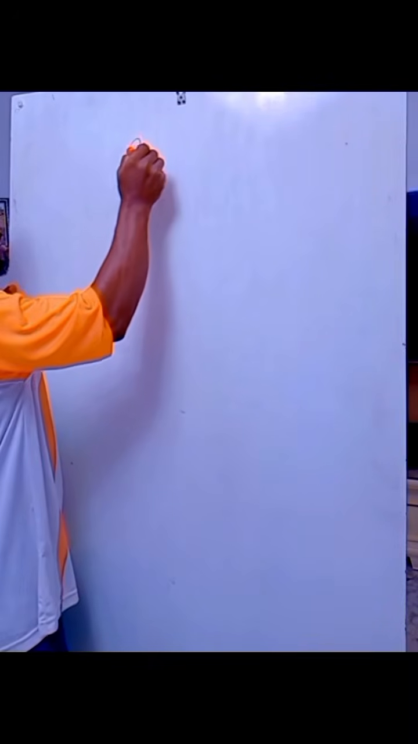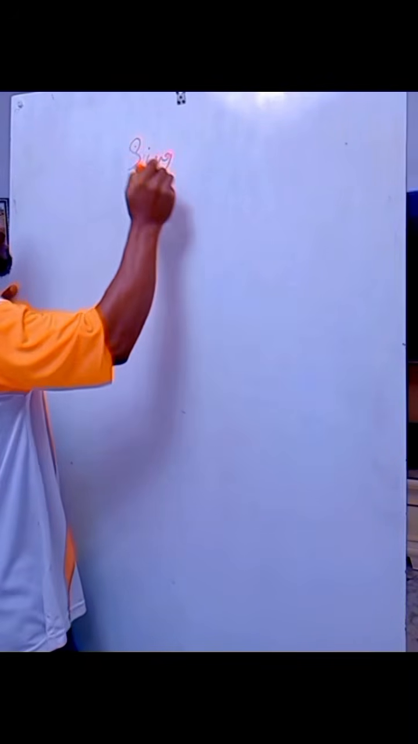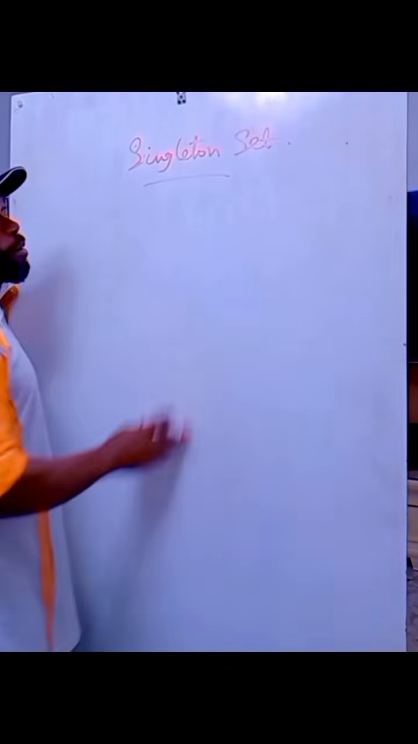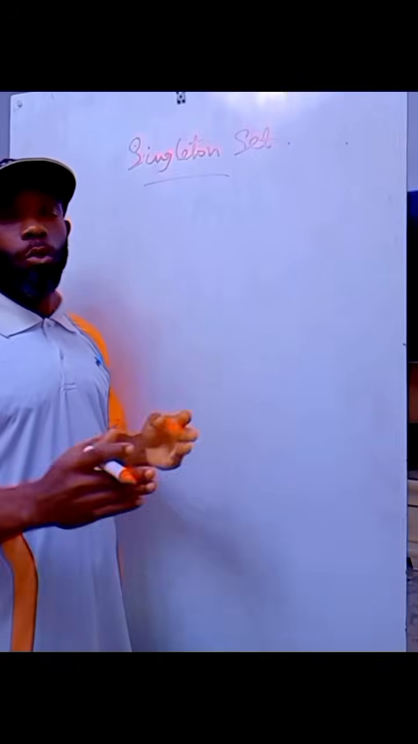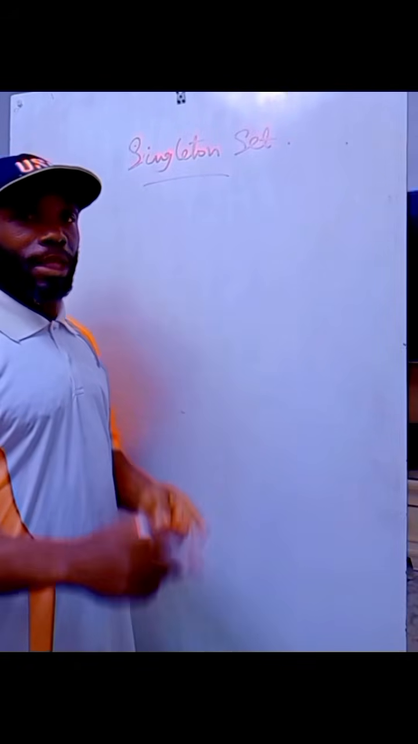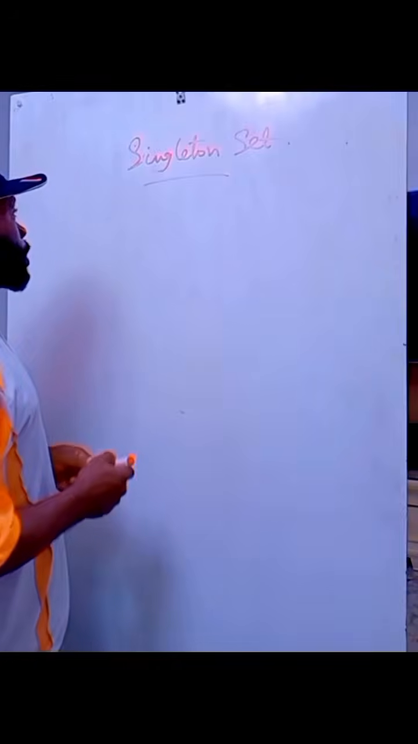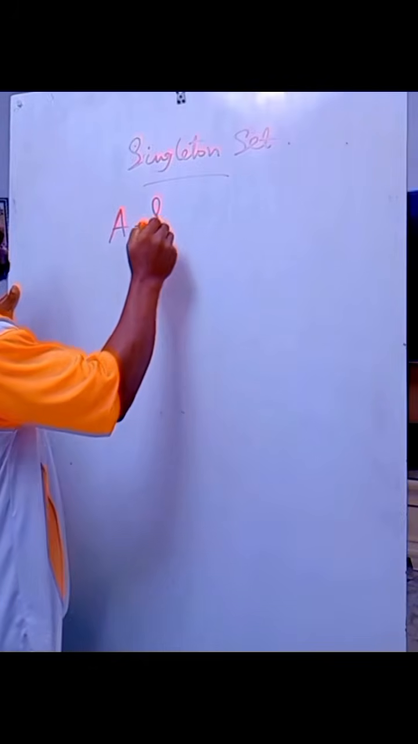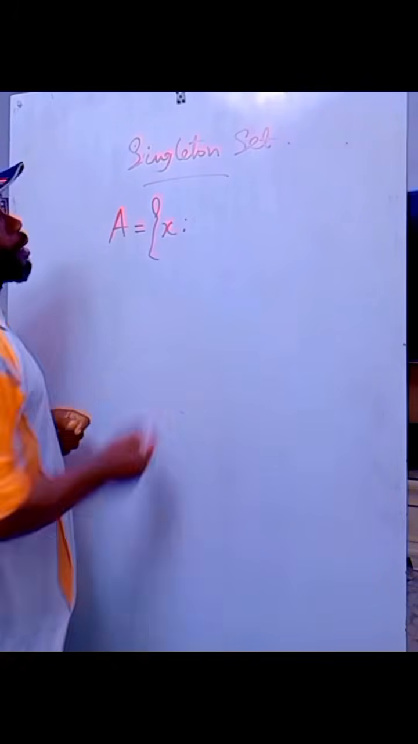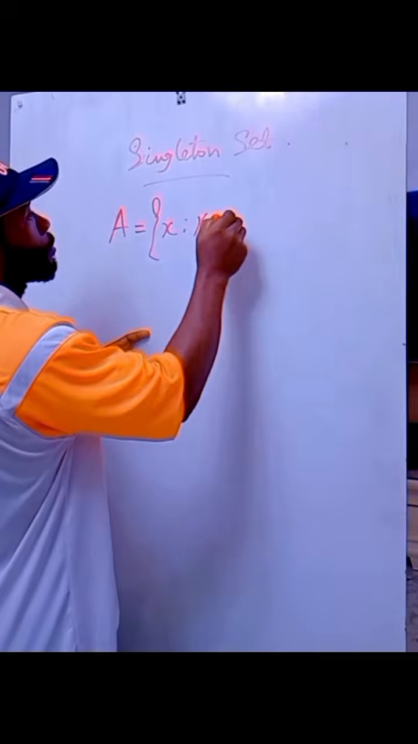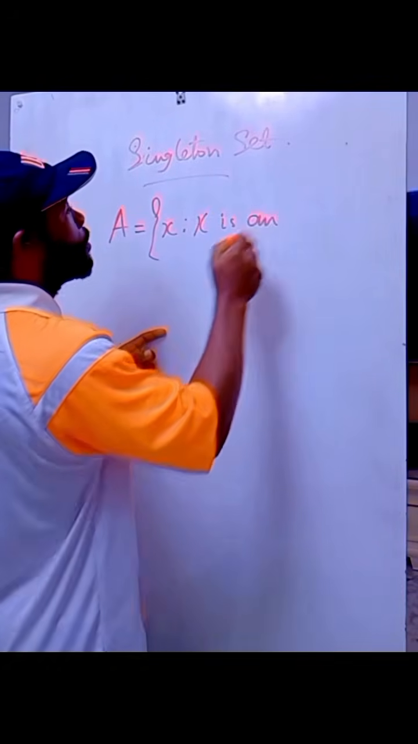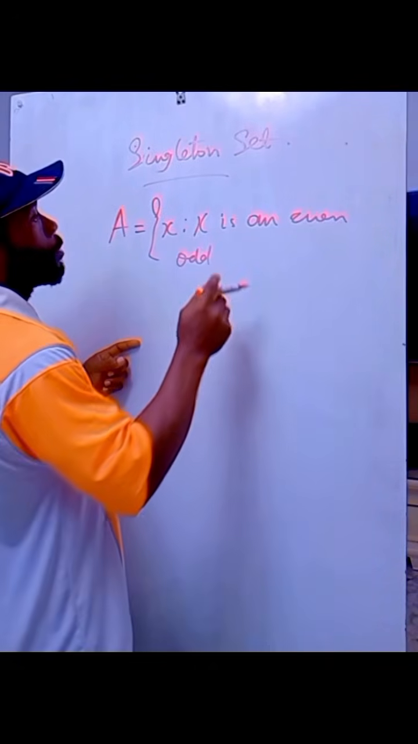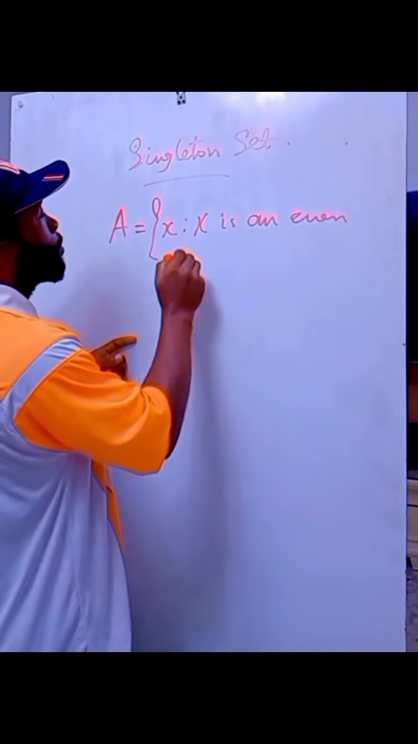The singleton set. Now, this is a set that contains only one element. So the member of this set is 1. Let's look at an example. Set A contains an element x, such that x is an even prime number.